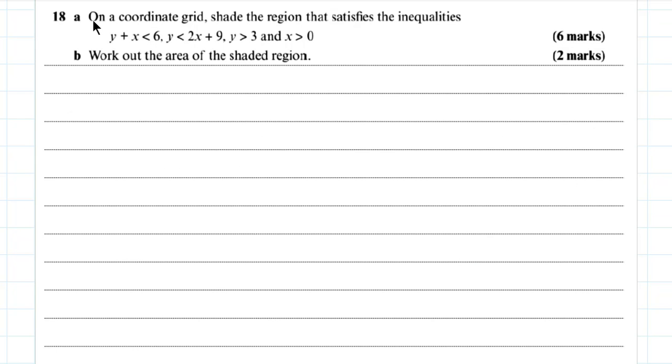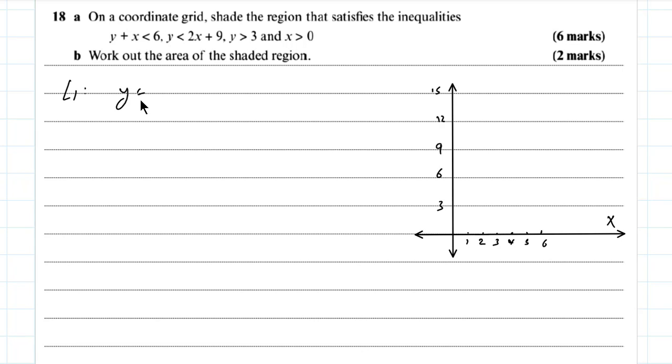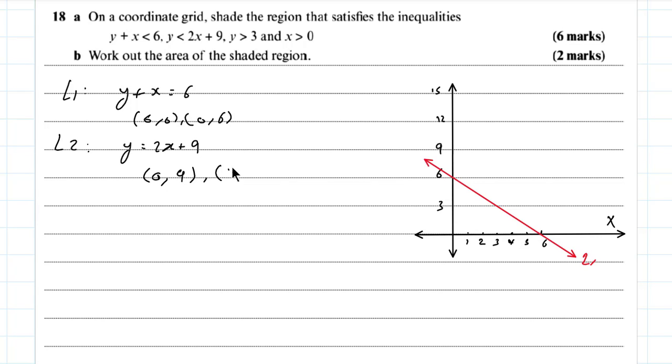Last question. A, on the coordinate grid, shade the region that satisfies the inequalities. Okay, for the first line, we can say y plus x equals 6. So we can easily get 2 points, 6 and 0, and 0 and 6, right? And we can join these 2 points like this. For the second line, we have here y equal to 2x plus 9. So the y-intercept, of course, will be 0 and 9. For x equal 3, 2 times 3, 6, plus 9, 15.